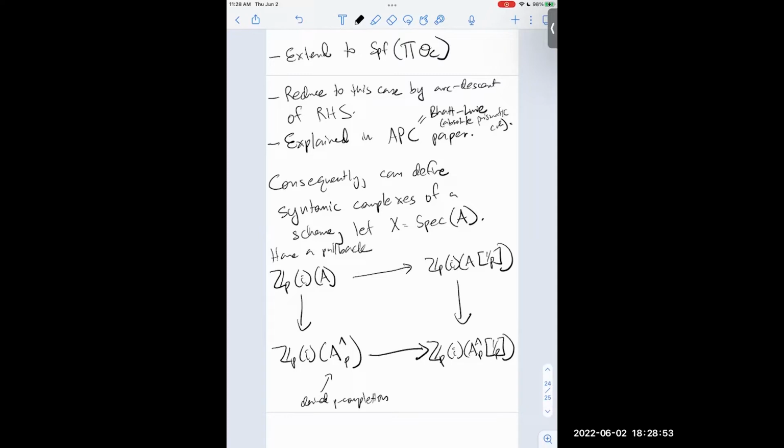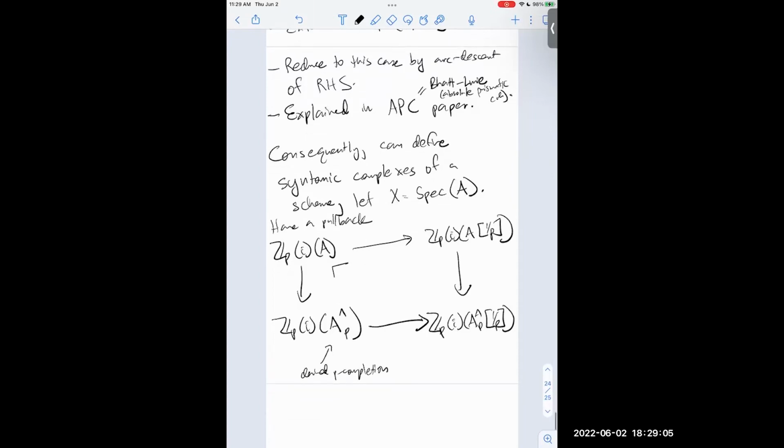And then you have this bottom horizontal map by the above construction. So by the theorem I just did above, you have a canonical bottom horizontal map. And then you define ZP of I of A so that you have a pullback like this. So then by Zariski descent, you get a definition of syntomic complexes for an arbitrary scheme.